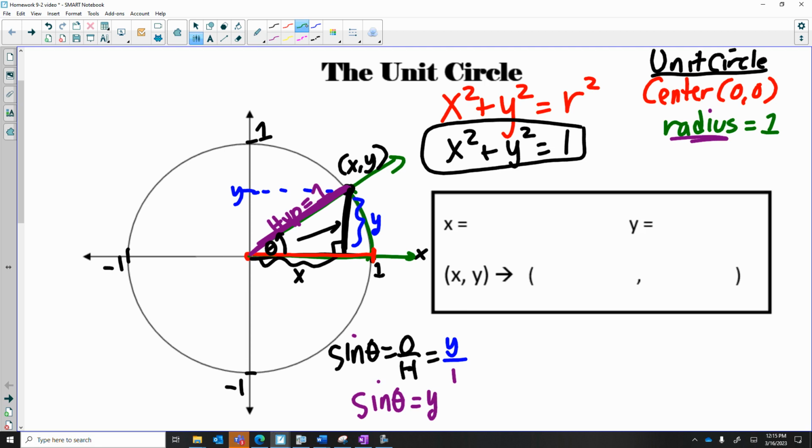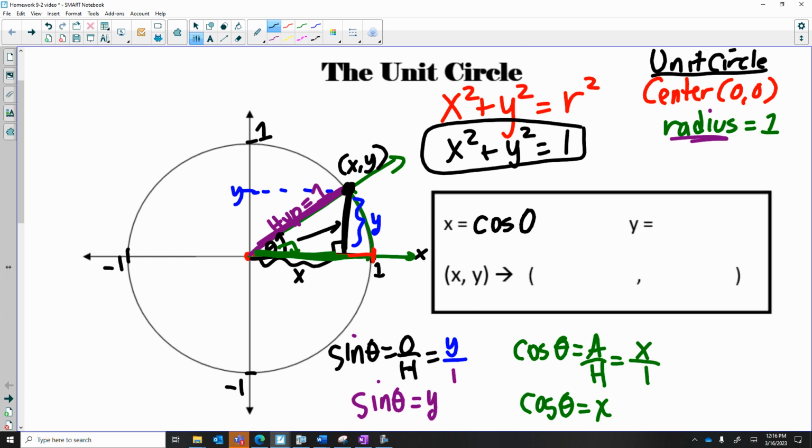Now I'm going to do the cosine. The cosine of angle theta is going to be adjacent over hypotenuse. Adjacent means next to. So next to is going to be this value here, which is x, over hypotenuse, which is 1 again. So therefore, the cosine of the angle of rotation equals just x, or the x coordinate. Thus, the x coordinate of any point on the unit circle, not just this point in quadrant 1, but any point on the unit circle, is equal to the cosine of the angle of rotation. And the y coordinate is equal to the sine of the angle of rotation.